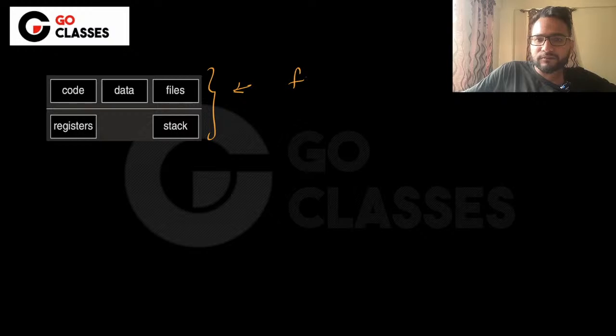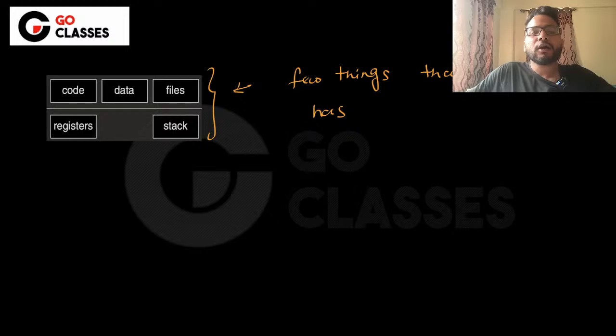A few things that a process has, right? It has code, it has data and all. Now tell me, what are the things that you think that we might be sharing between the threads? What are the things that we might need to share?